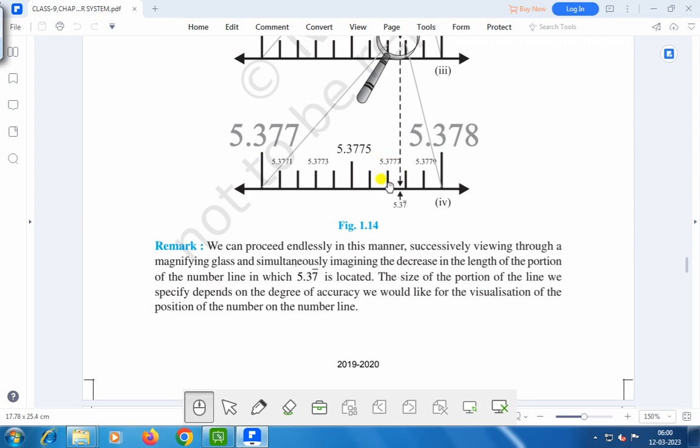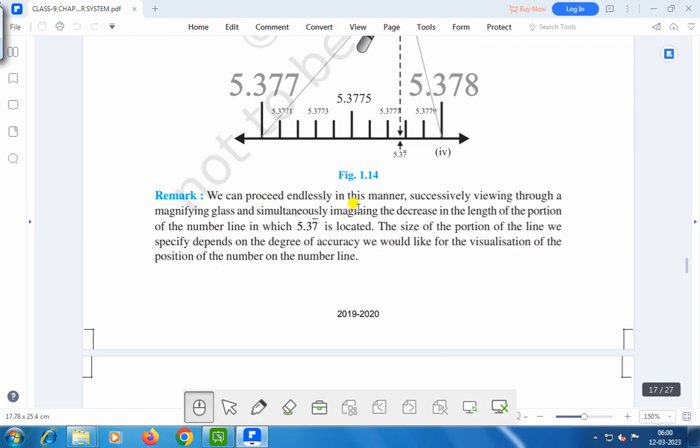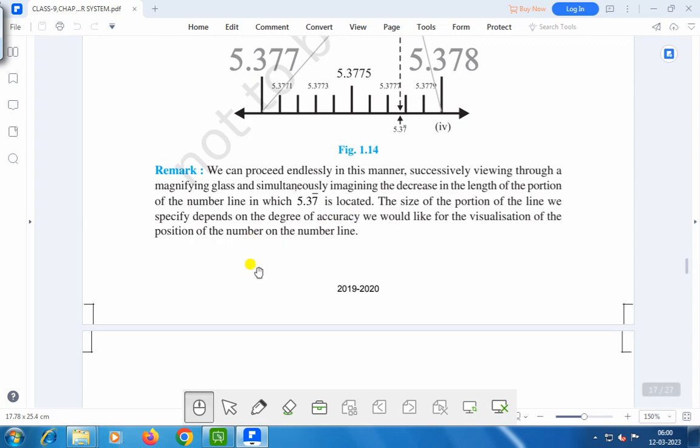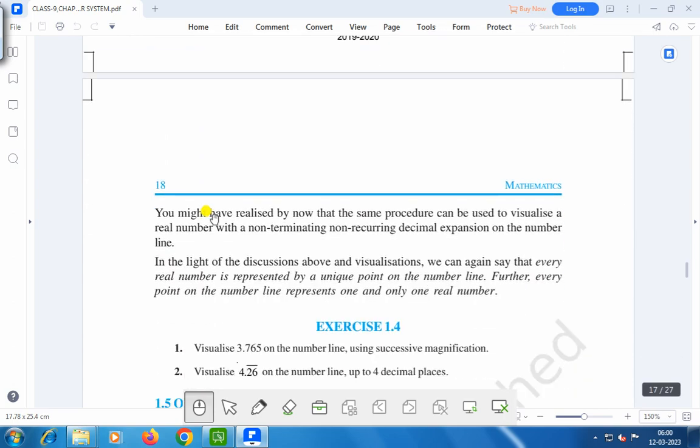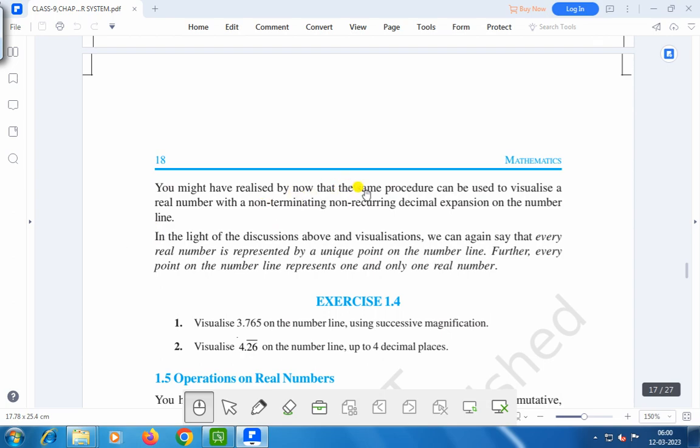We can proceed endlessly in this manner, successively viewing through a magnifying glass and simultaneously imagining the decrease in the length of the portion of the number line in which 5.37 bar is located. The size of the portion of the line we specify depends on the degree of accuracy we would like for the visualization of the position of the number on the number line. You might have realized by now that some procedure can be used to visualize a real number with a non-terminating, non-recurring decimal expansion on the number line.